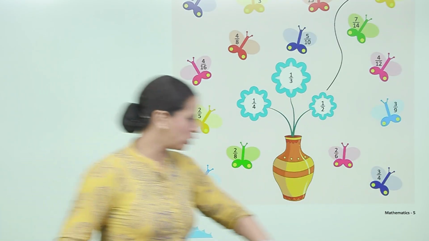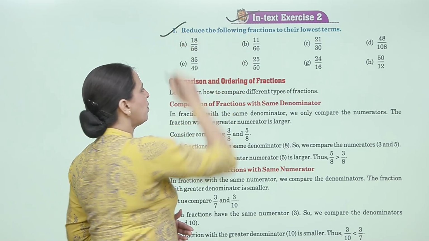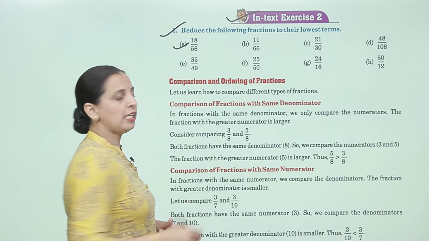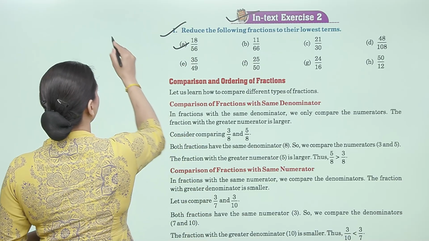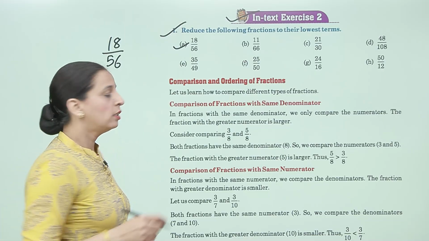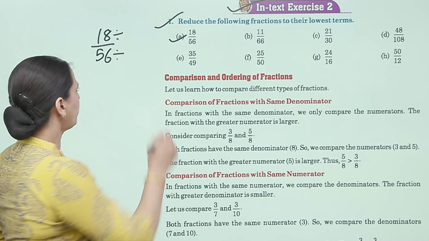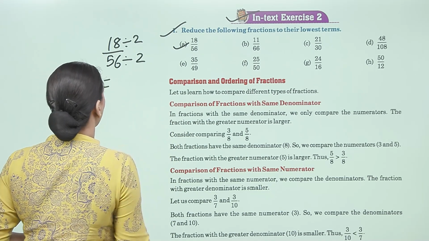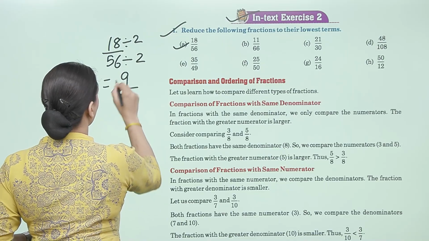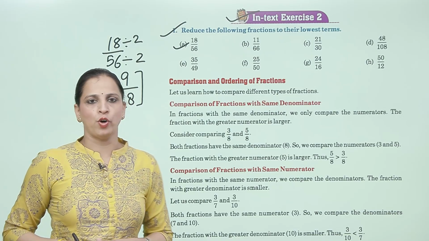Now in Text Exercise 2, question number 1, reduce the following fractions to their lowest term. A part, 18/56. Both are divisible by 2. HCF of 18 and 56 is 2. Now divide both by 2. 2 9s are 18 and 2 2s are 4, and 2 8s are 16. 9/28 is the lowest form.